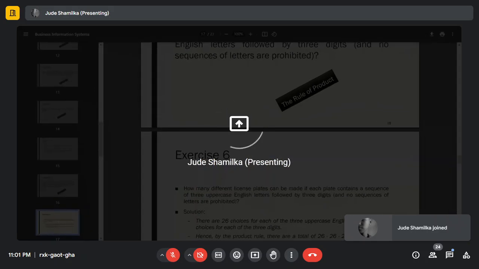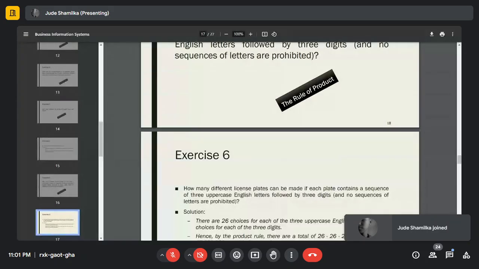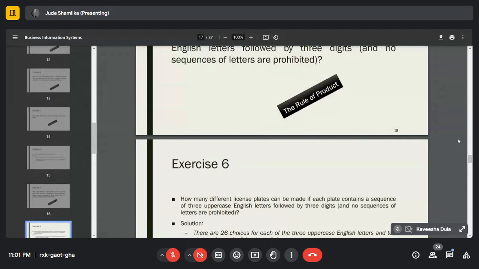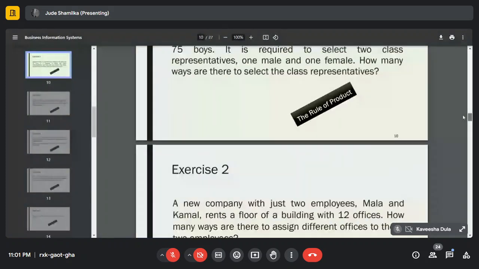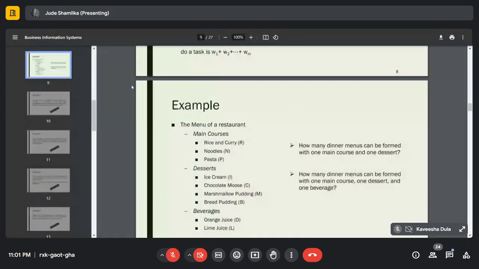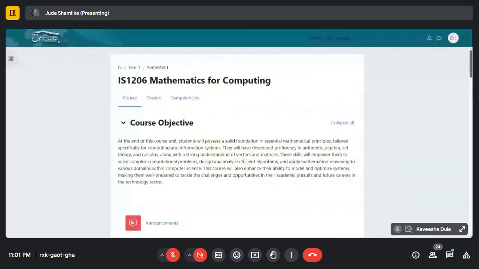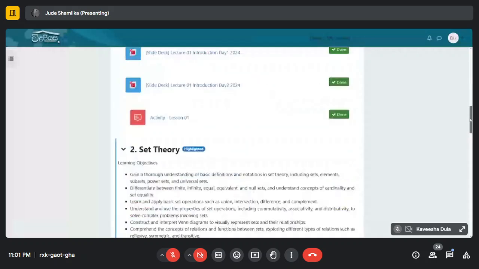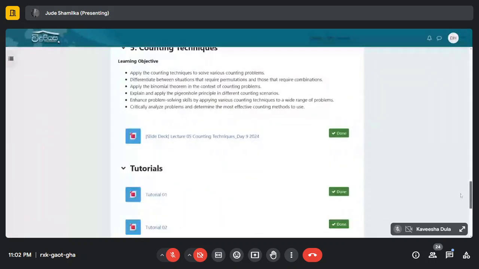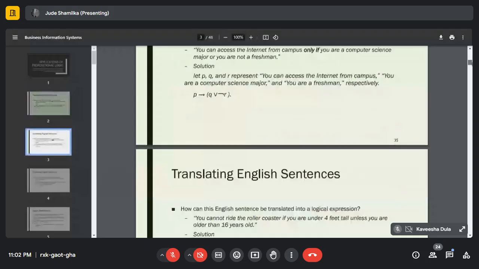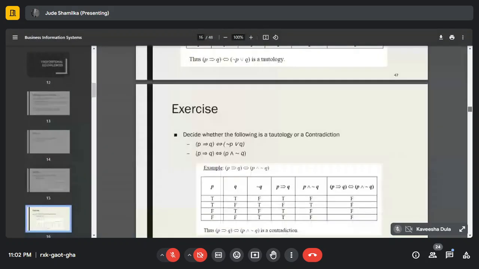Okay. So, what is this? Oh shit! This is the accounting part, right? Okay. Here, we were in this part.